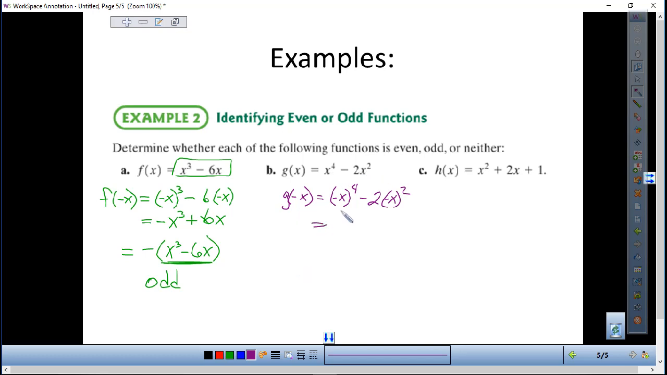Now, what happens when I take a negative and I raise it to an even power? It's going to be a positive. So this becomes a positive x to the fourth. And then over here, negative x squared is going to give me x squared, positive x squared. And if I multiply negative 2 times positive x squared, I'm going to get negative 2x squared. All right, and what do I know? I look right here, I say, is that the same thing that I started off with? And look at that, it is. So if that's the same thing I started off with, if f of negative x equals the original function, what do I know? This is an even function.